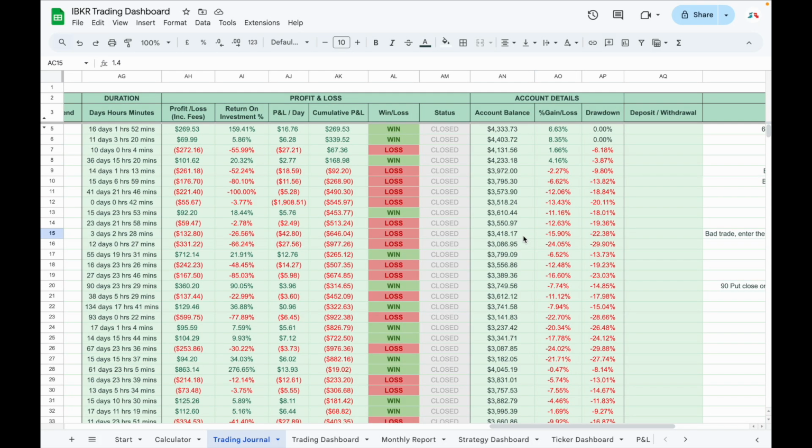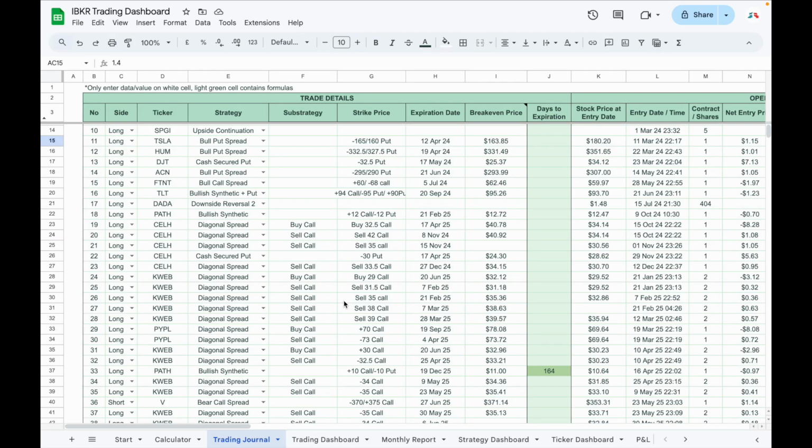After filling all the trade details, the green cells will automatically calculate things like total P&L, return on investment percentage, P&L per day, cumulative P&L, win or loss status, account balance, percentage gain or loss, and drawdown percentage. Currently, I still have an open trade, a bullish synthetic on PATH, which I entered in April this year. The journal also shows how many days are left until expiration for this trade.